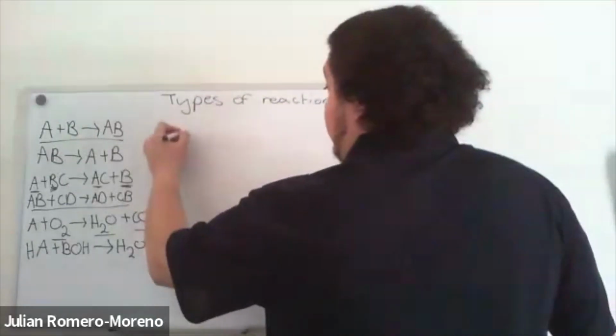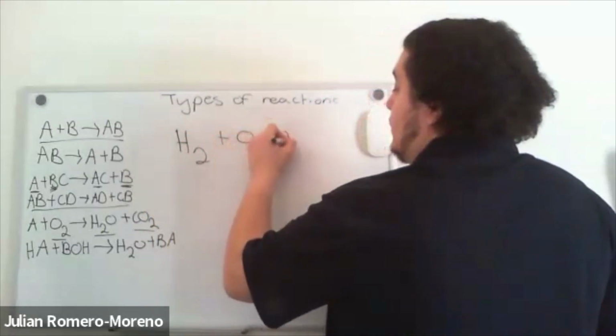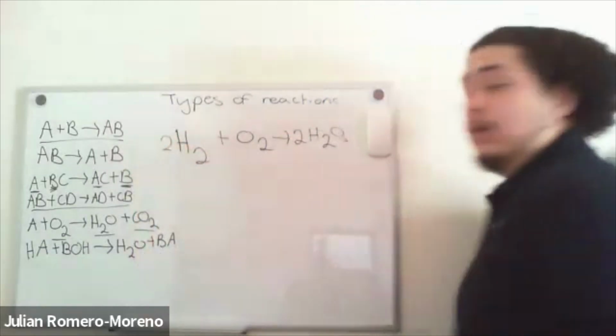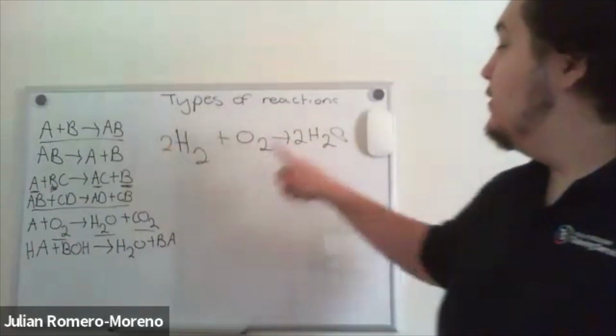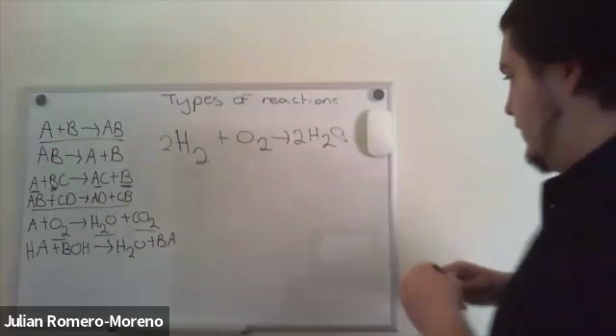An example of this that I've gone over before is H2 plus O2 making 2H2O. These combine, you have your A plus your B gives you AB. This is just the balanced equation.